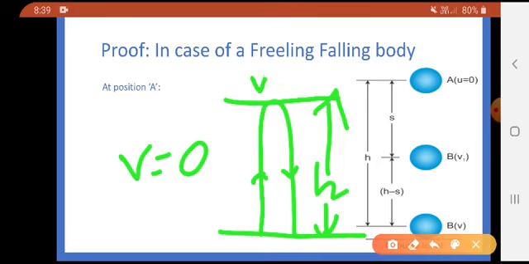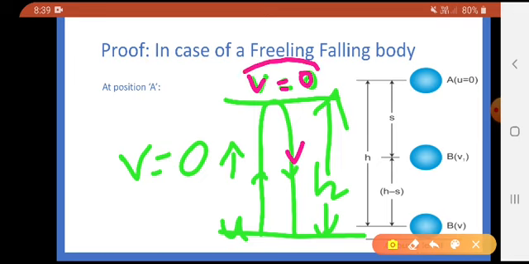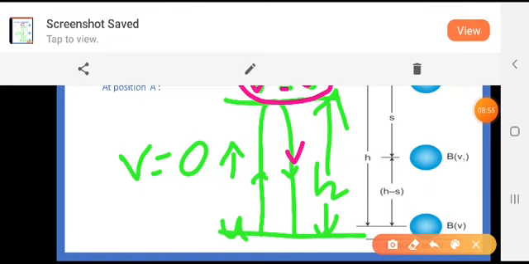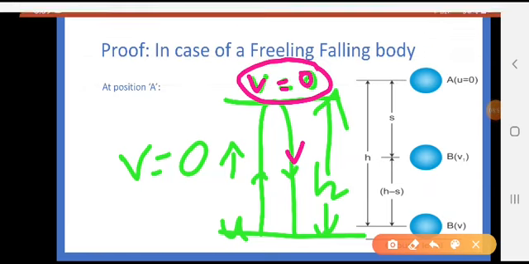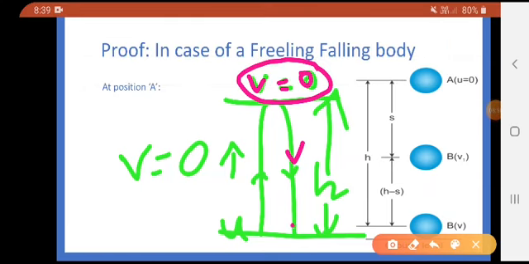At this point, its velocity becomes 0. This is when it is going up. This is u, the initial velocity, and this one is v, the final velocity. When it is coming down, this becomes its initial velocity. This is the initial velocity, and when it reaches the ground, that is the final velocity.